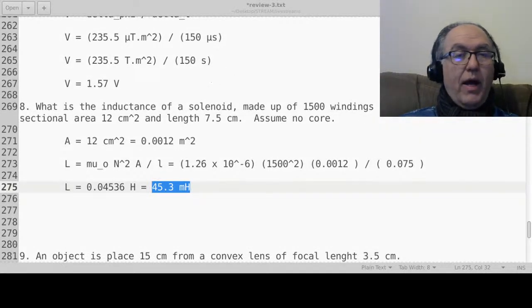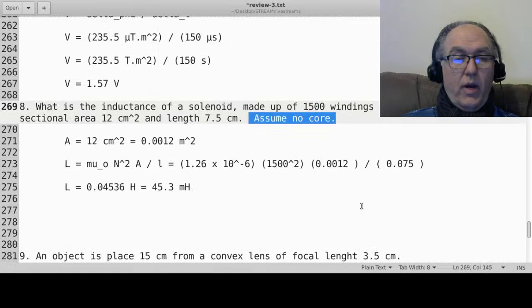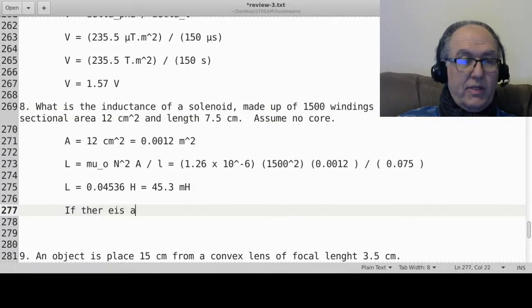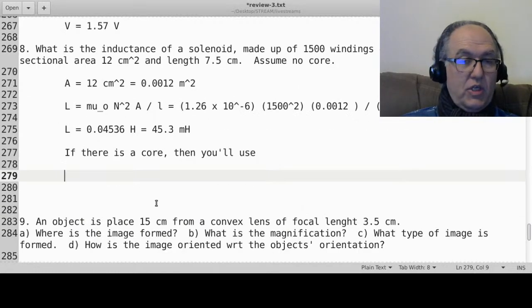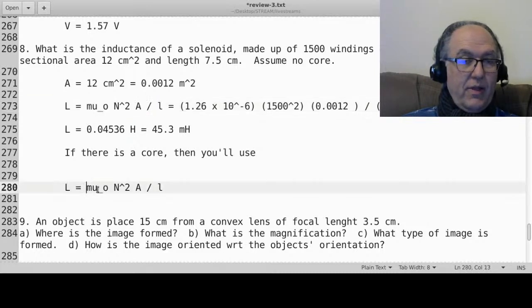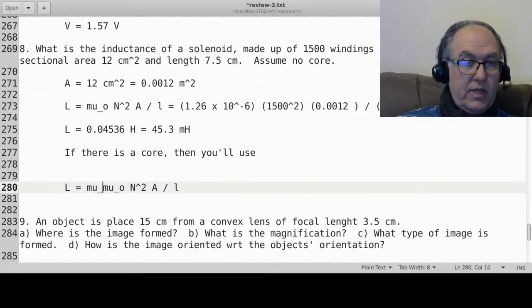Now, for this one, I said assume there's no core. What happens if there is a core? If there is a core, I have to give you the mu r, which is the relative permeability, and then you'll use this equation here. So there's an extra factor in front, and this extra factor is mu r.